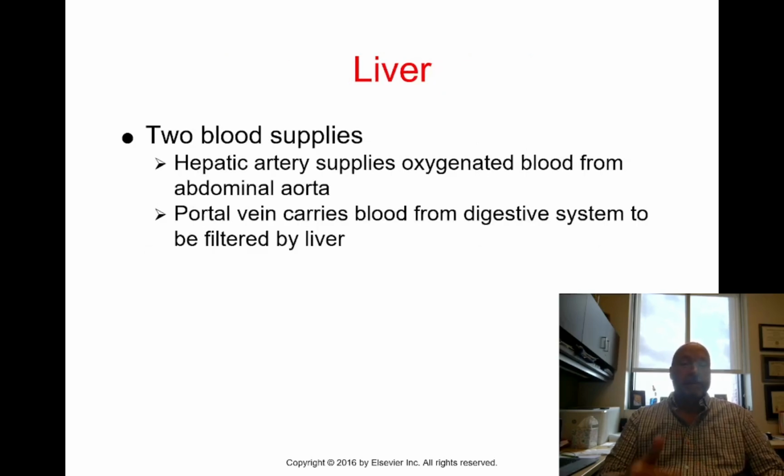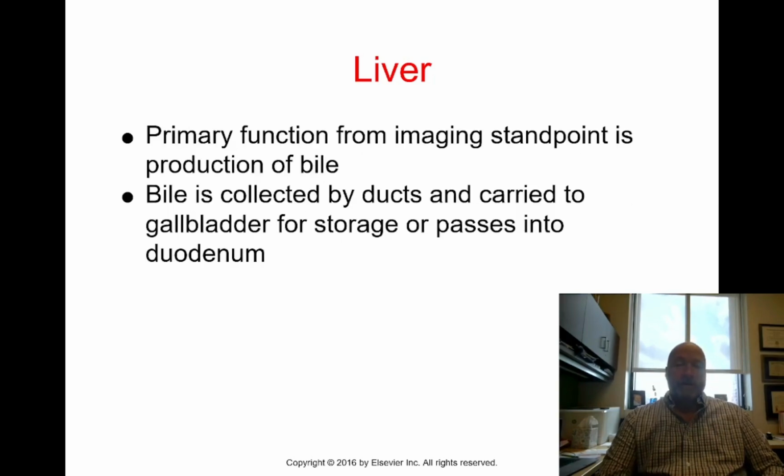So we get blood to the liver from two different sources. One would be, it has to have arterial blood, so we have the hepatic artery, and that comes off the abdominal aorta, but we also get blood from the portal vein, and so that would be venous blood that the liver then has to process. Primary function from our standpoint is the production of bile.